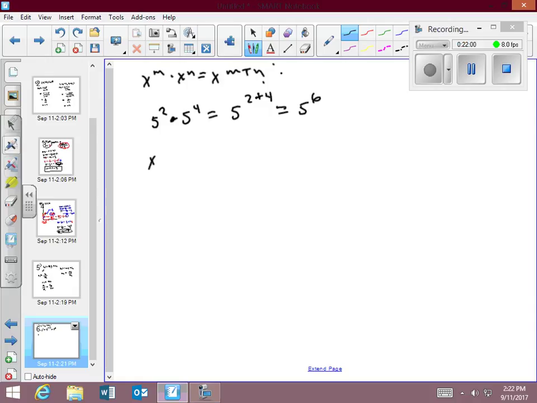The next one they say x^m to the nth power is equal to x to the m times n. So if we go 2 to the 3rd power to the 4th power, that would be 2 to the 3 times 4, which is 2 to the 12th power. All mean the same thing.